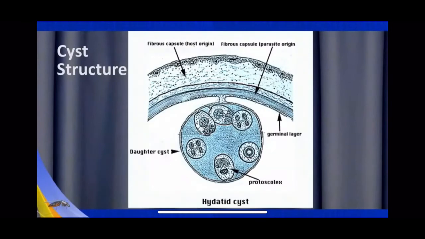Hydatid cysts are composed of 3 layers. The paracyst is the outer layer, consisting of modified host cells, fibroblasts, giant cells, and eosinophils, which together form a rigid protective layer and represent the host response to the parasite. The exocyst is the middle laminated membrane of parasitic origin, permitting the passage of nutrients from the host to the parasite. Disruption of this membrane predisposes the cyst to degeneration, death, and bacterial infection.